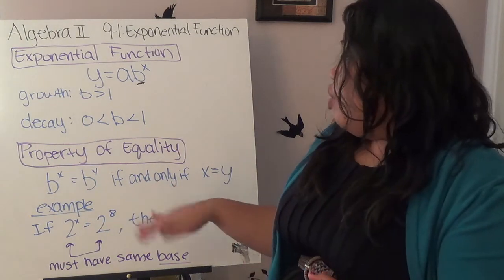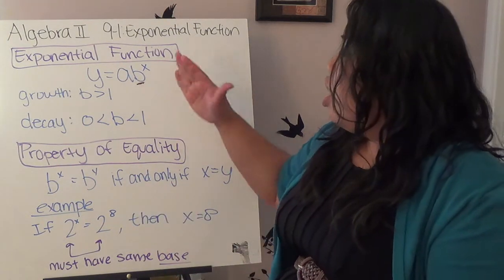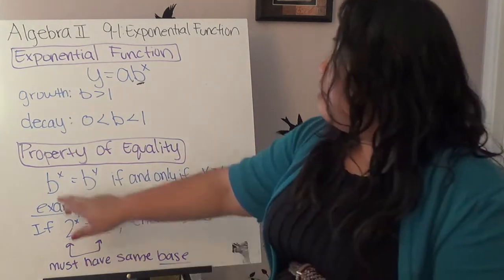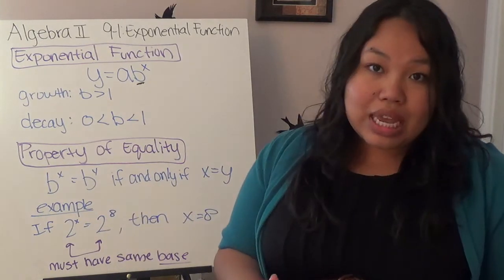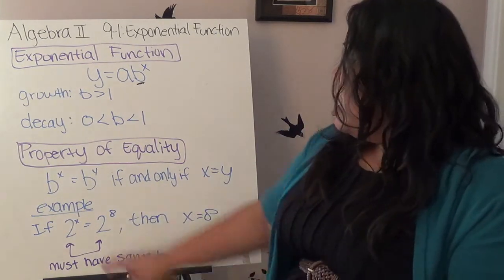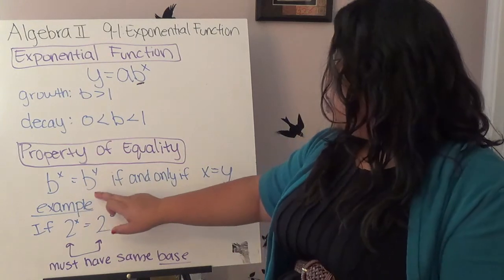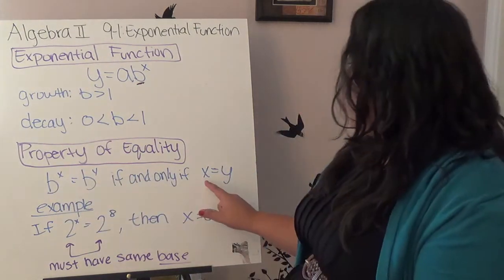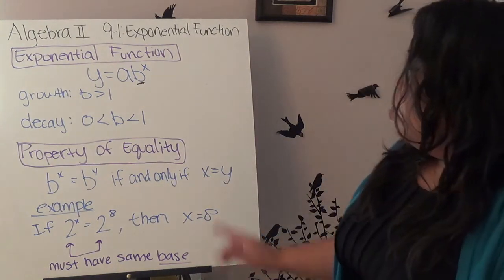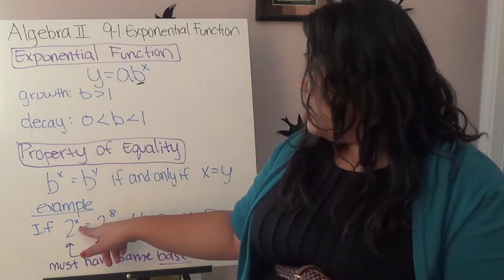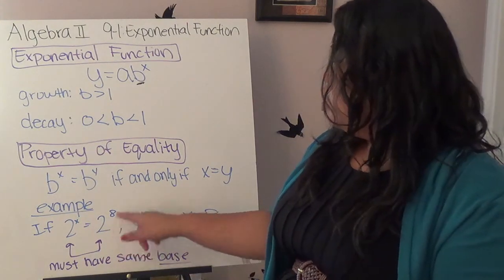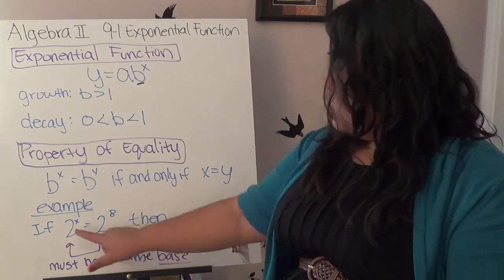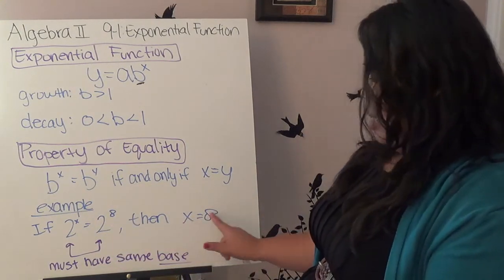Now, the property of equality: exponential equations, just like most everything else, are equivalent if their base is the same. So if I have b to the power of x equals b to the power of y, then I can get rid of b because I know it's the same and focus on x equals y. If I'm solving for x, 2 to the power of x equals 2 to the power of 8, because they have the same base, 2 and 2, I can say that x equals 8.